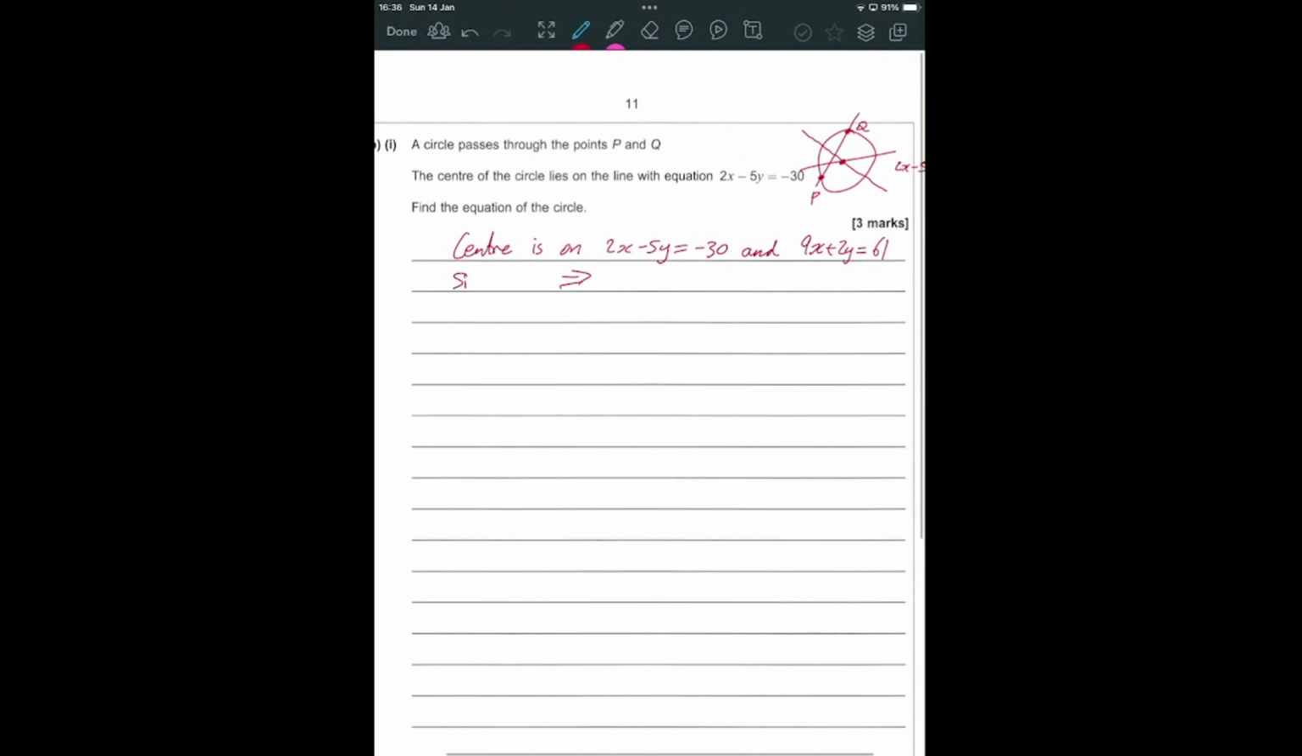So let's do it. The simultaneous solver on our calculator is going to get the answer to that very quickly. Simultaneous, two variables. My coefficients are 2, negative 5, negative 30, and 9, 2, 61. That gives me my x value as 5, and my y value as 8. So that's my centre. The centre of my circle is 5, 8.